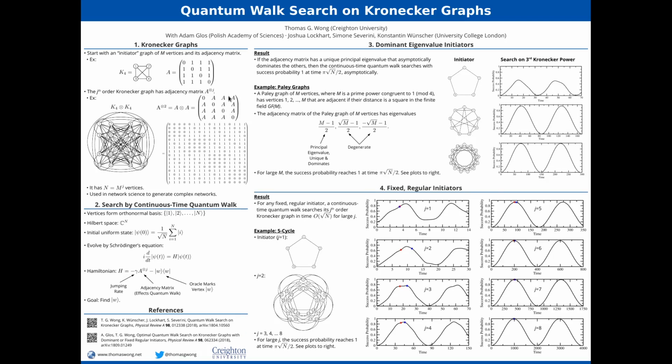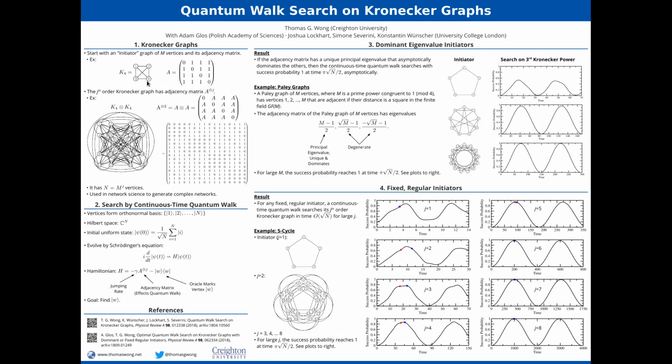So let me start by talking about what a Kronecker graph is. You start with some initiator graph or some initial graph of m vertices. This variable m is going to come up throughout this work. m is the number of vertices in the graph you start with. For example, here is a complete graph of 4 vertices.